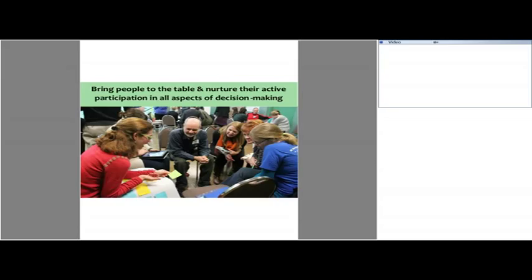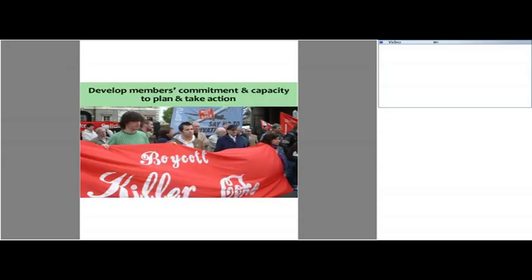Next, we want to bring people to the table, and we want to make sure that they're actively involved in decision making. They're not just there to complete a feedback circuit. They're there to make some pretty heavy decisions about things that are important to them. And when that happens, it's very, very powerful, extremely powerful. So we know that if we can do those things and develop members' commitment to the plan and their capacity to take action, then they're going to stay with us for a while.